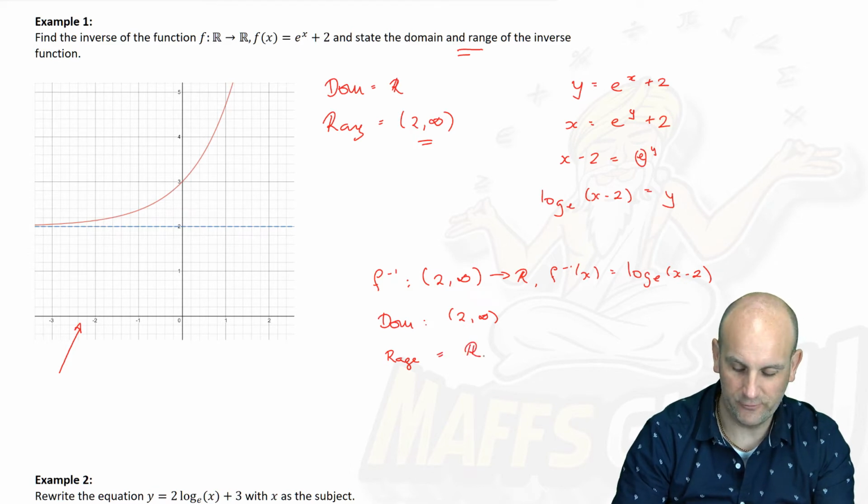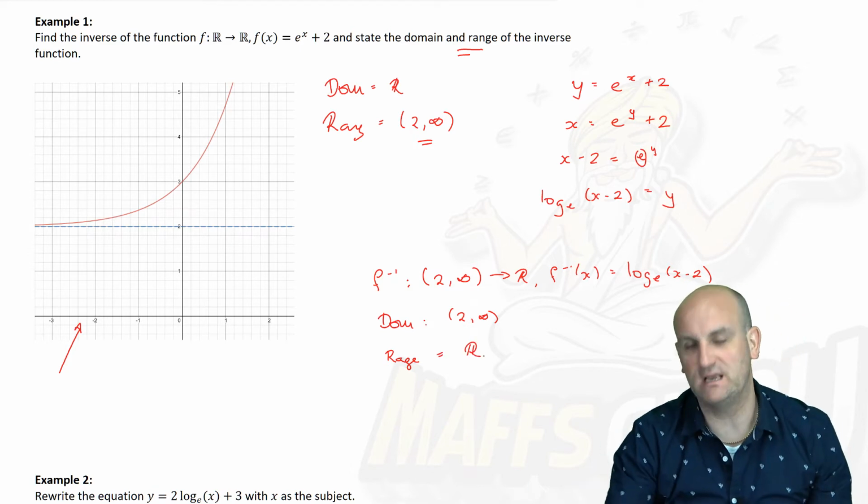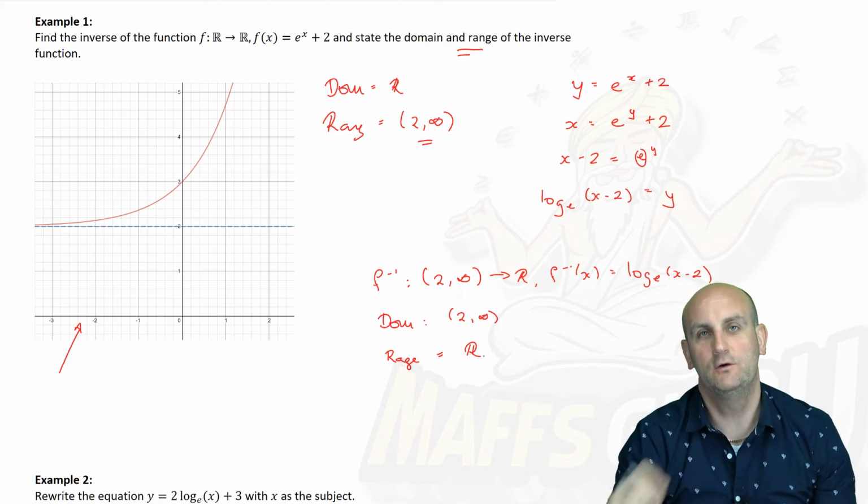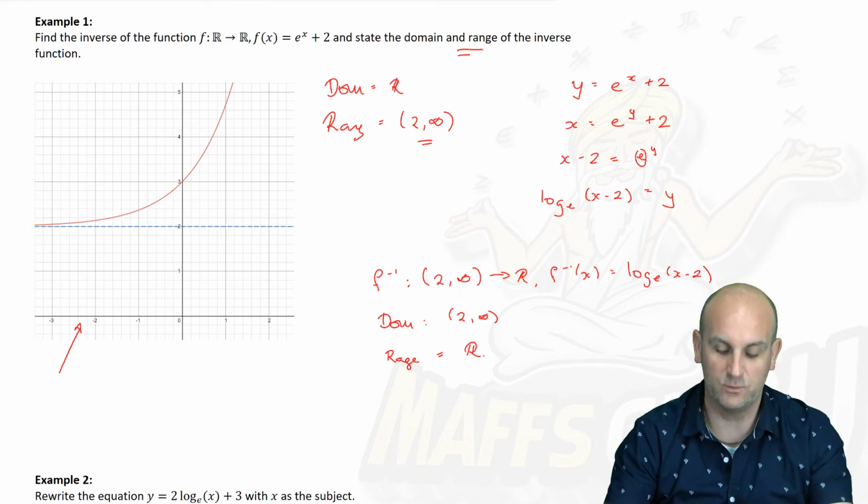Now, because the question says state the domain and range, I'm going to say my domain therefore is equal to 2 comma infinity, and my range is equal to real. Now, if you don't believe me, bang that particular function into your Desmos calculator, and I promise you that will be true.